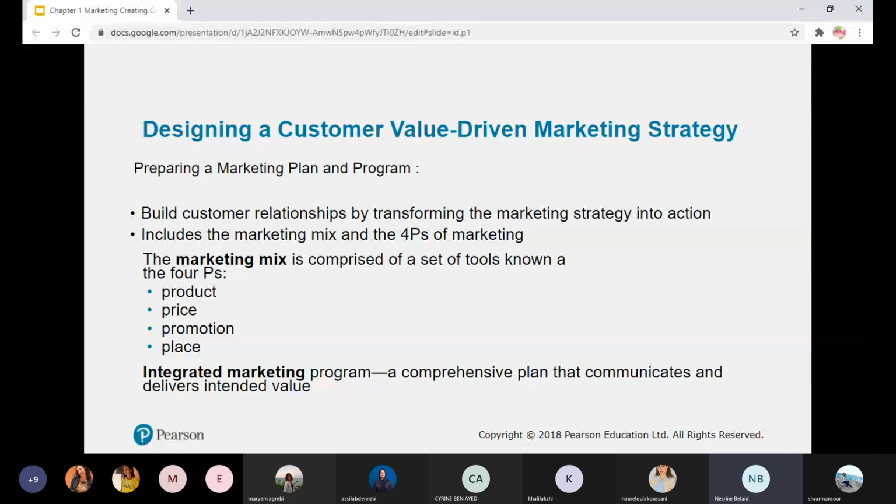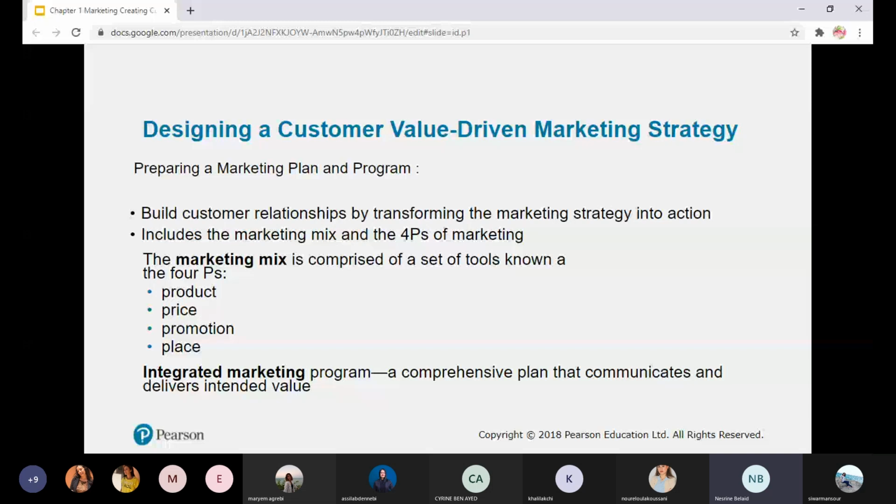This plan communicates and we deliver intended value. Delivering the value can be done with the product itself. So how to deliver specific value for a product? We need to have a high quality product. You can communicate and talk about your product, and if you don't deliver this value to your customer, this is not a win-win strategy.